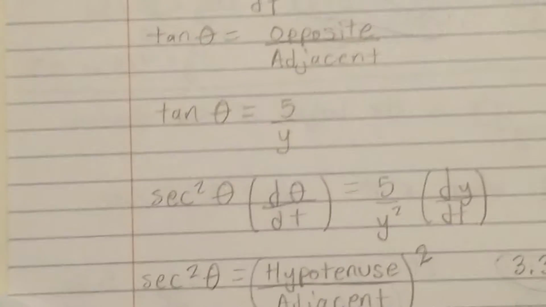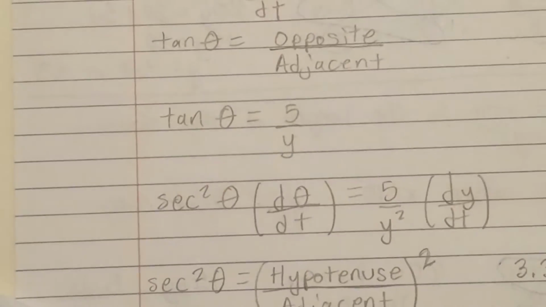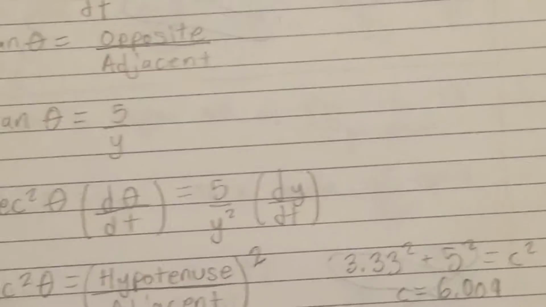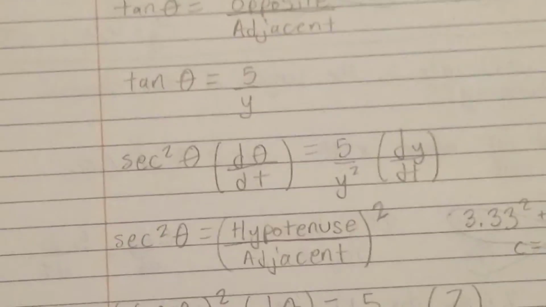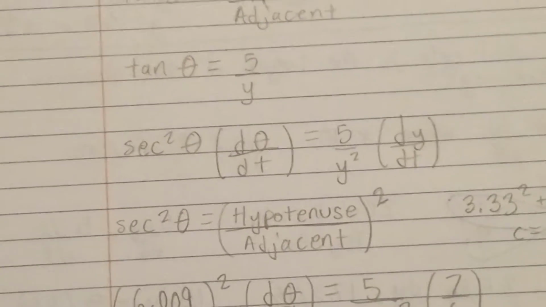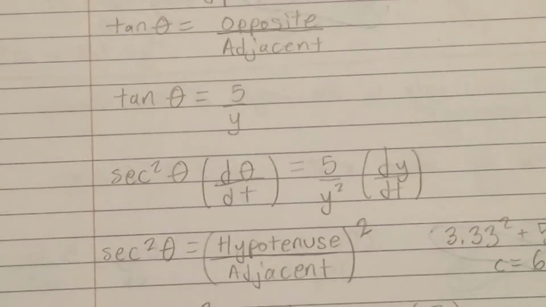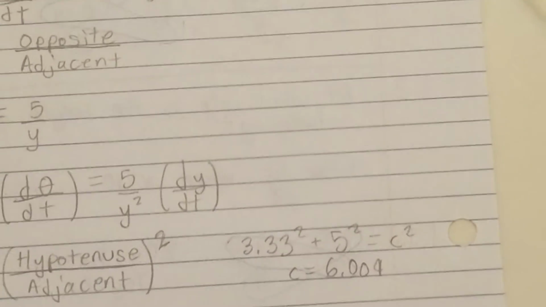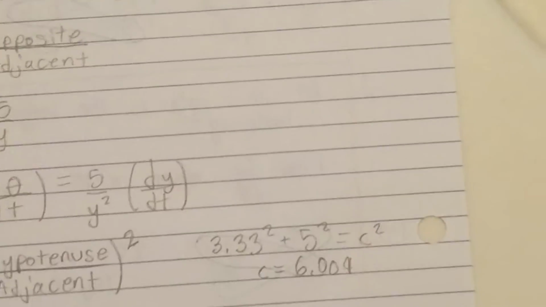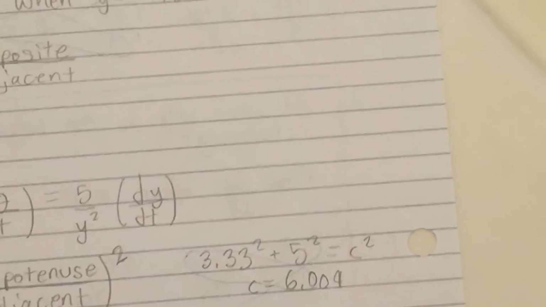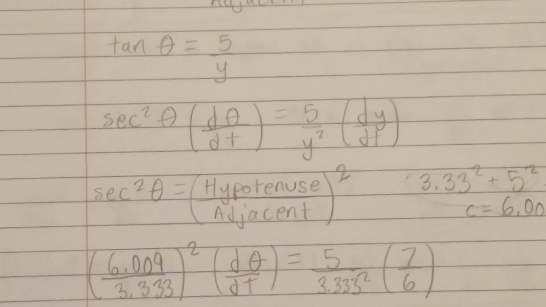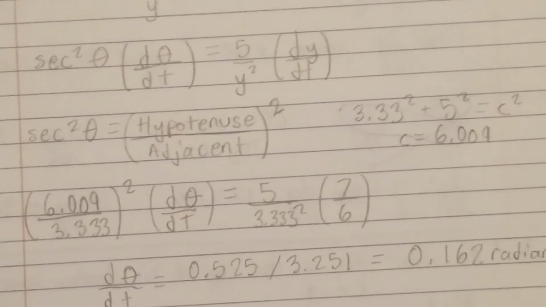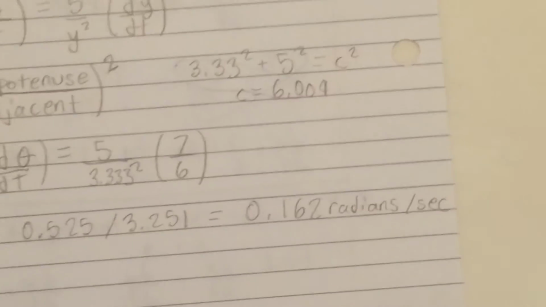Then we find the derivative of that, secant squared theta times derivative theta equals 5 over y squared times derivative y. And we know that secant squared theta is equal to hypotenuse over adjacent, squared. So first we have to use the Pythagorean theorem to find what the hypotenuse is. And then we find that c equals 6.009. And then we plug everything in that we already know. And then we get this, which is 0.162 radians per second.